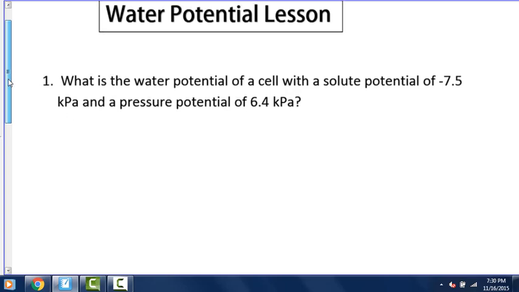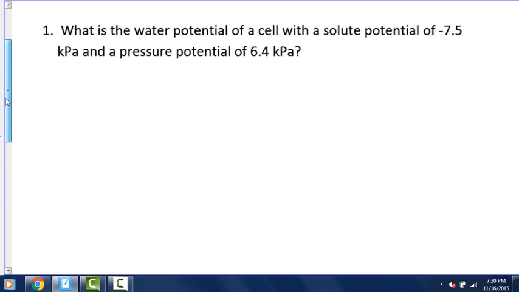And again, these problems are very similar to the ones on the water potential practice problems 1 and 2, but I wanted to make sure I went through some with you. So the first question, what is the water potential of a cell with a solute potential of negative 7.5 kilopascals and a pressure potential of 6.4 kilopascals? The first thing I want you to notice is that this value is negative. Solute potentials are always negative, whereas this one is a pressure being exerted pretty much by the vacuole pushing against the cell membrane, pushing against the cell wall. So because it's pressure being exerted, it's positive.